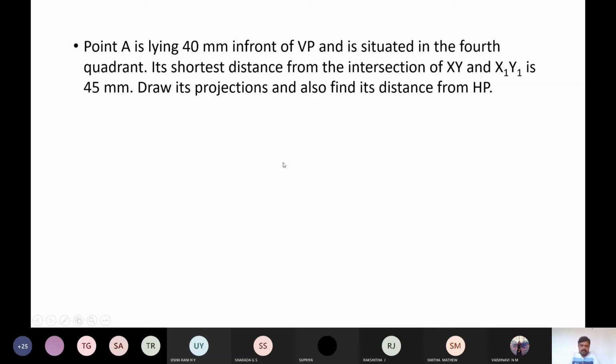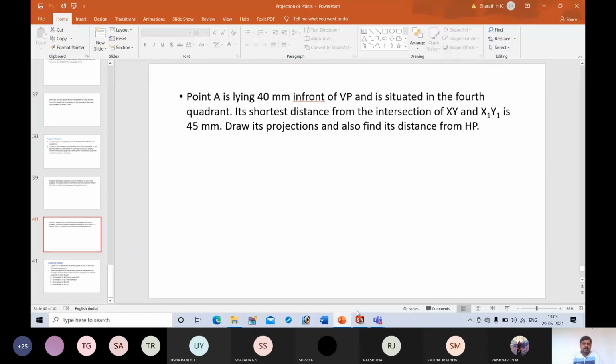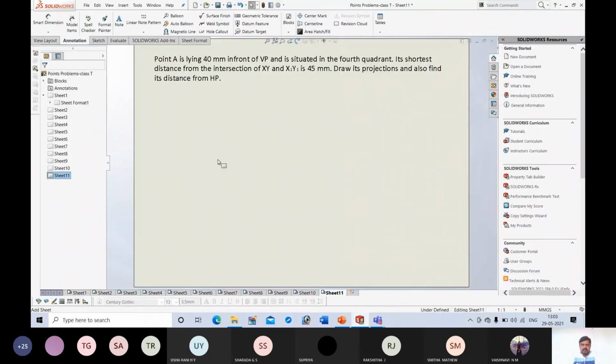I will solve it on SolidWorks. Again, same problem. Point A is lying 40 mm in front of VP and is situated in the fourth quadrant. Its shortest distance from the intersection of XY and X1 Y1 is 45 mm. Draw its projections and also find its distance from HP. Okay, again same procedure. I should start from drawing the XY line.